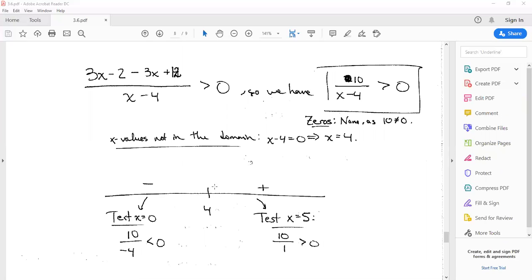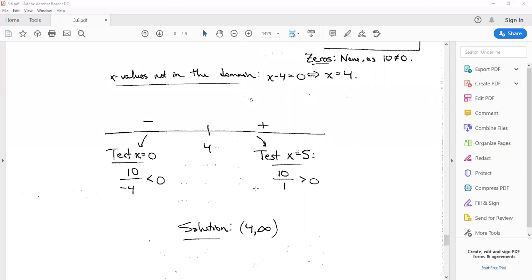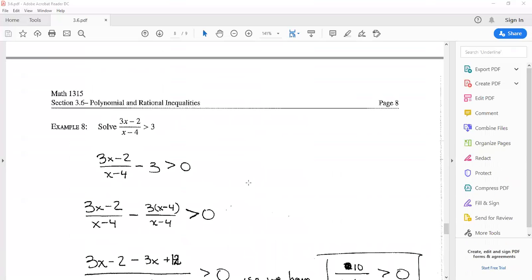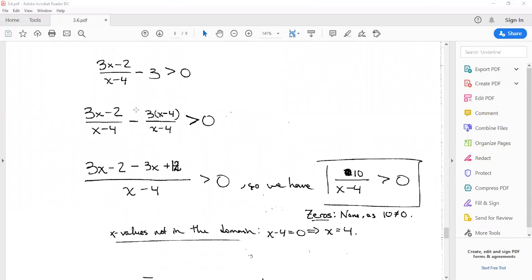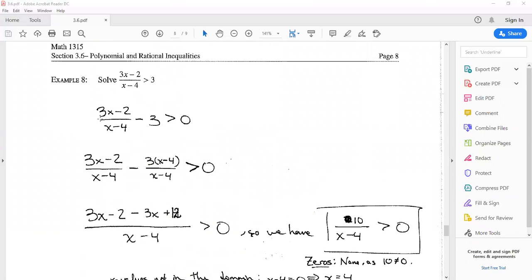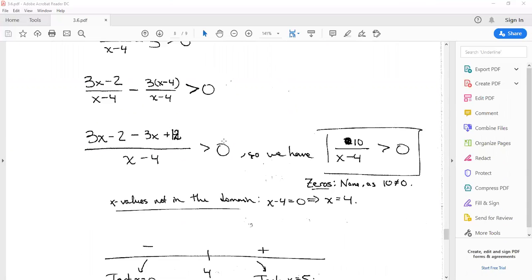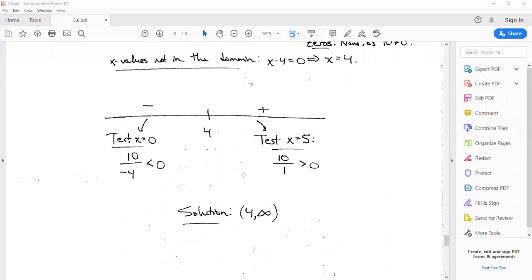So this function looks like it is less than 0 for x less than 4, and it is bigger than 0 for x bigger than 4. It is undefined when x equals 4. They were asking us about when is the function in question bigger than 0. So we will pick the right side here. It is the interval from 4 to infinity, not including 4.